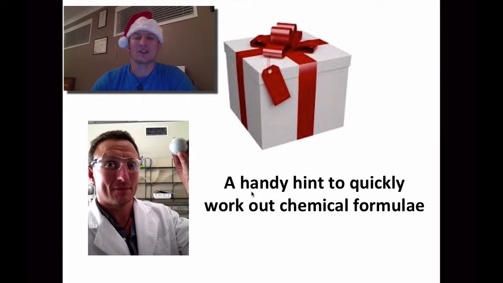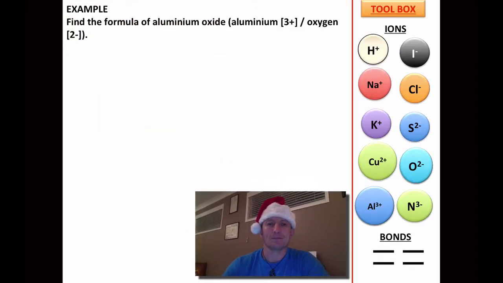As you've probably seen, running through some of the CPZs and the calculation zones takes a bit of time. So let's unwrap our present and find out how we can cheat our way through some of the formulae. In this example we're going to build the formula for aluminium oxide. You can see it's quite a complicated formula here. We've got aluminium 3 plus and oxygen 2 minus. If we were to run through the normal process, it would probably take 2 slides. We can do this in less than a third of a slide.